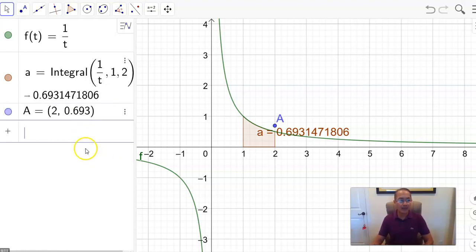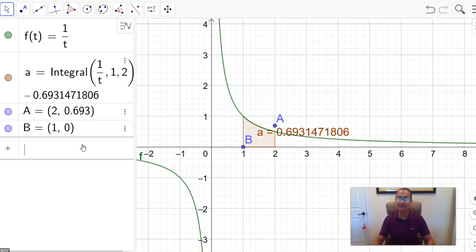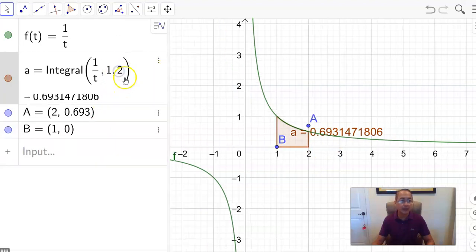Oh, wait a minute. We know one other point. We said that when x is 1, ln of 1 is 0. So we have those 2 points. How about ln of 3? I can change this number. Are you going to let me change that number? There we go. Let's go from 1 to 3.